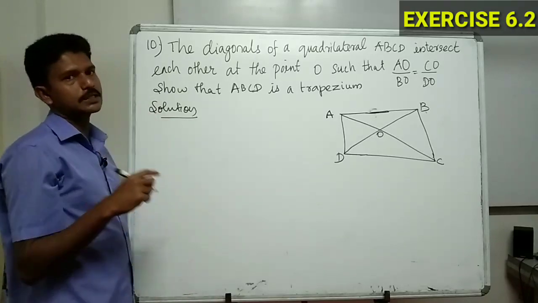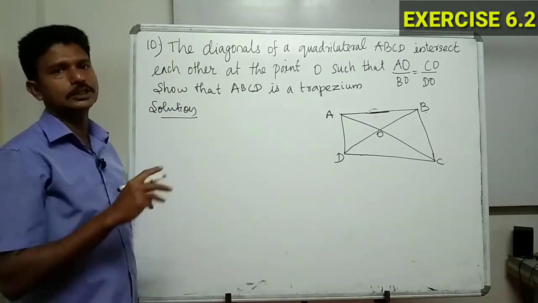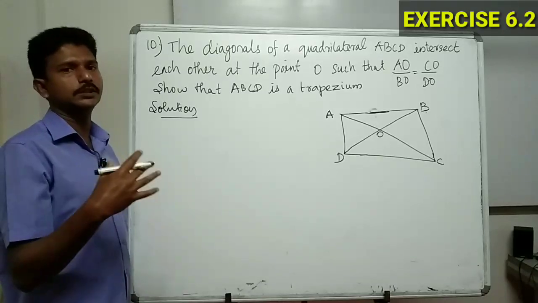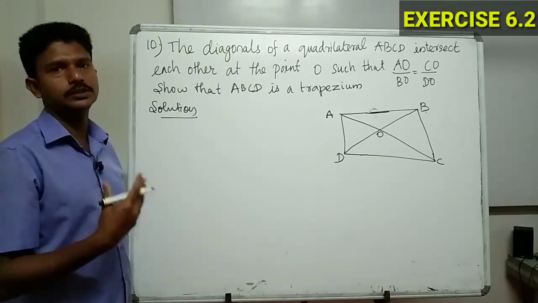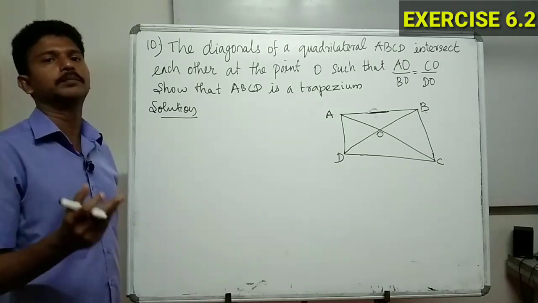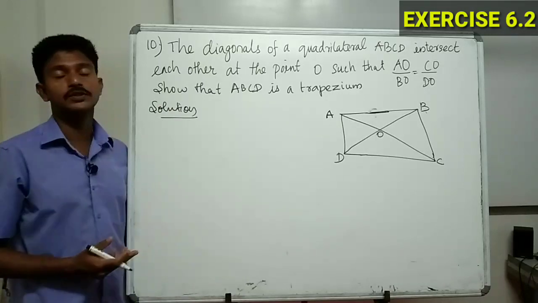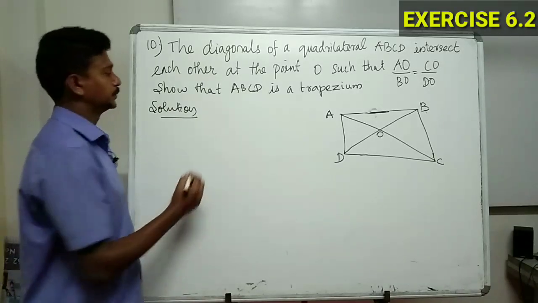For a trapezium, the sides are parallel. From ratio to parallel we have to bring. So it is the converse, using the converse of the basic proportionality theorem. The 9th question we did using the basic proportionality theorem.